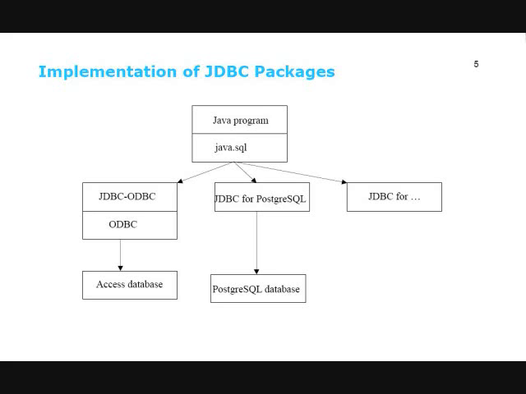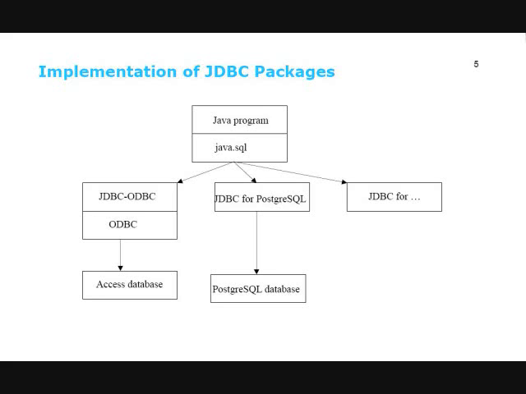So when we look at the JDBC package, what we have is we write the Java program, and that program is going to use this java.sql interface to communicate with the database. It could communicate with an Access database, it could communicate with a Postgres database, it could communicate with a DB2 database. The program can communicate with different types of database management systems. What we need is a driver that is specific to the system that we are trying to communicate with. So in our case, we will need the JDBC for PostgreSQL driver, which is going to allow us to communicate with the PostgreSQL database.